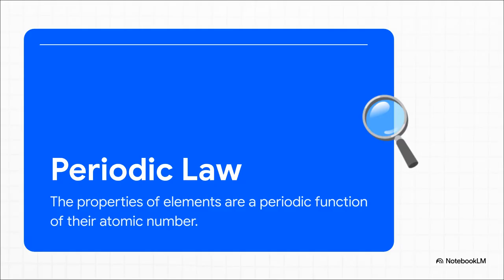And the reason this whole system works is because of something called the periodic law. It sounds fancy, but it's a really simple and kind of profound idea. It just means that as you move along and add more protons to an atom, its properties change in a predictable, repeating pattern. And that's the periodic part of the periodic table. It's all about those repeating patterns.